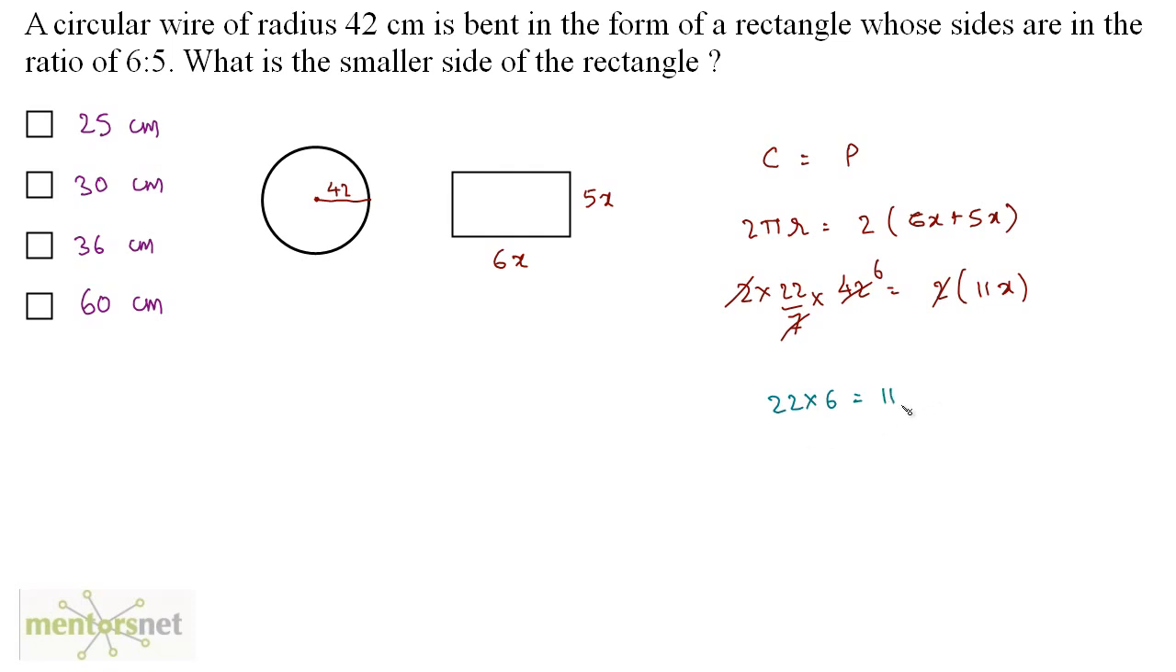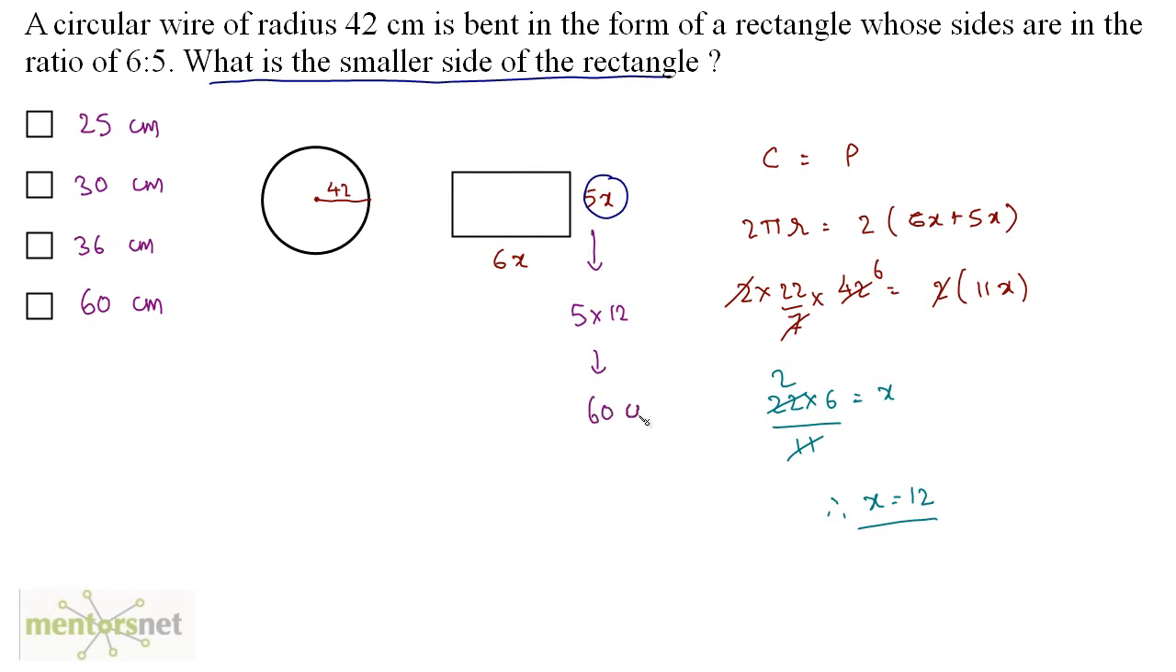Now this 11 comes to the left, so we have x here and 11 here. 11 times 2 is 22. Therefore x is equal to 6 times 2, that is 12. So the value of x is 12. What has been asked? What is the smaller side of the rectangle? And that is 5x. So it will be equal to 5 times 12, and that's 60 centimeters. So option D is the correct answer.